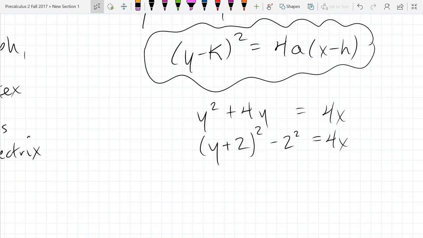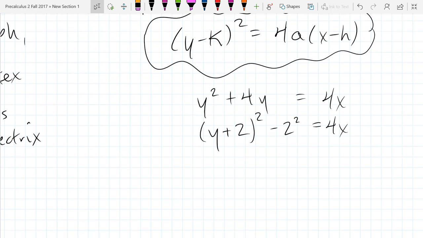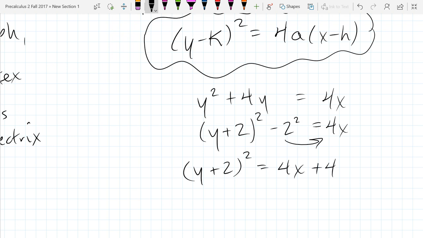So I can already tell k is negative 2. It looks like it should be positive 2, but it's always negative what it looks like. I'm not quite ready to say what h is yet. I have to move this minus 2 squared to the other side. So we got 4x plus 4. So I can definitely factor a 4 out.